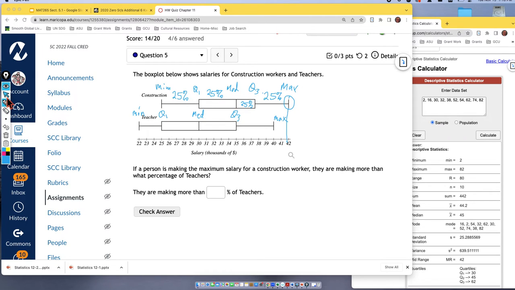Okay. Wait, I'm not sure if it's gonna be like that for mine. Basically, if they line up, so if the question was changed a little bit, let's say the question was changed that the person who's making the median salary for a construction worker, that's right here. They're making more money than what percent of teachers? 25, 25, and 25.